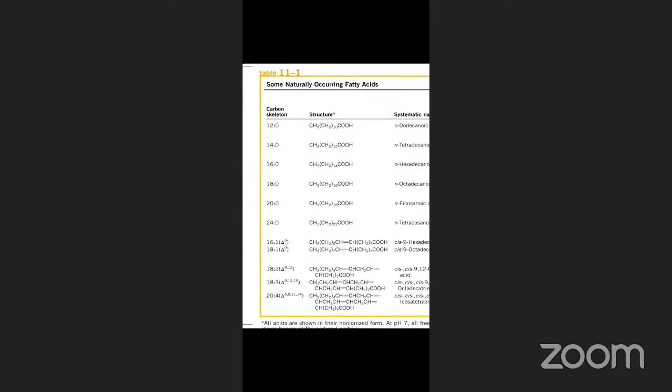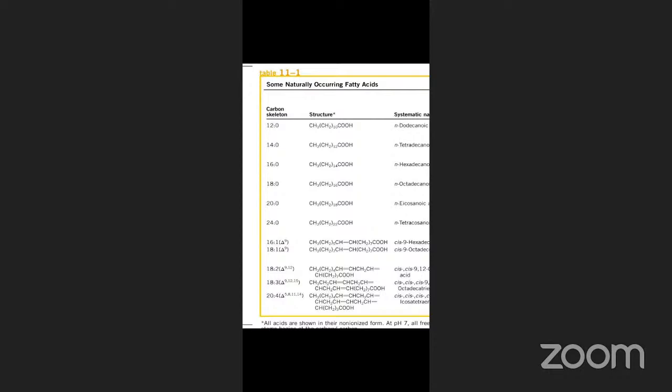These are the naturally occurring fatty acids. No need to remember all the names. Just for your understanding, I am telling how to identify whether it is saturated or unsaturated, and if unsaturated, how many double bonds there are and what the position is.